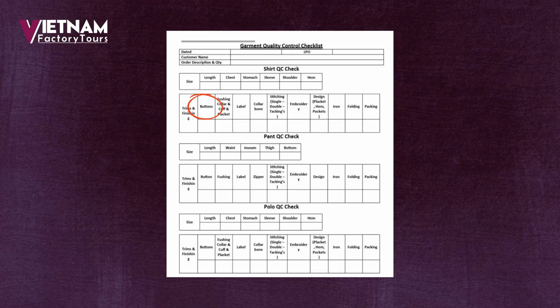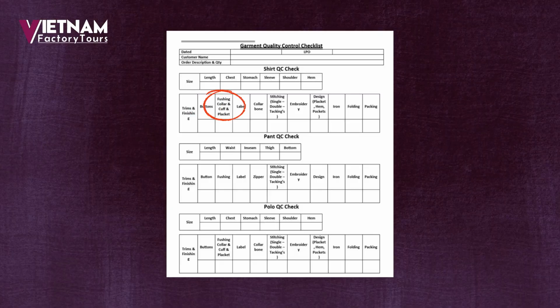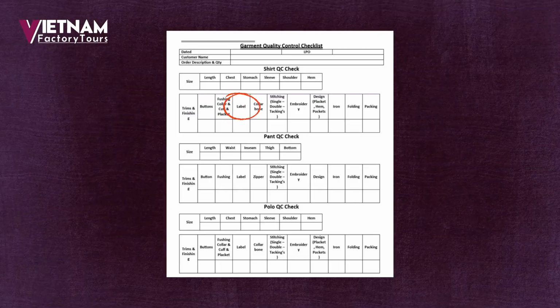Or it could just be a checklist, like buttons are good, the fusing and collar and cuff and placket are good, check, labels good, check. So there's many different ways that you can create a quality control checklist. And you can either create it yourself or you can use third-party QC company checklists.